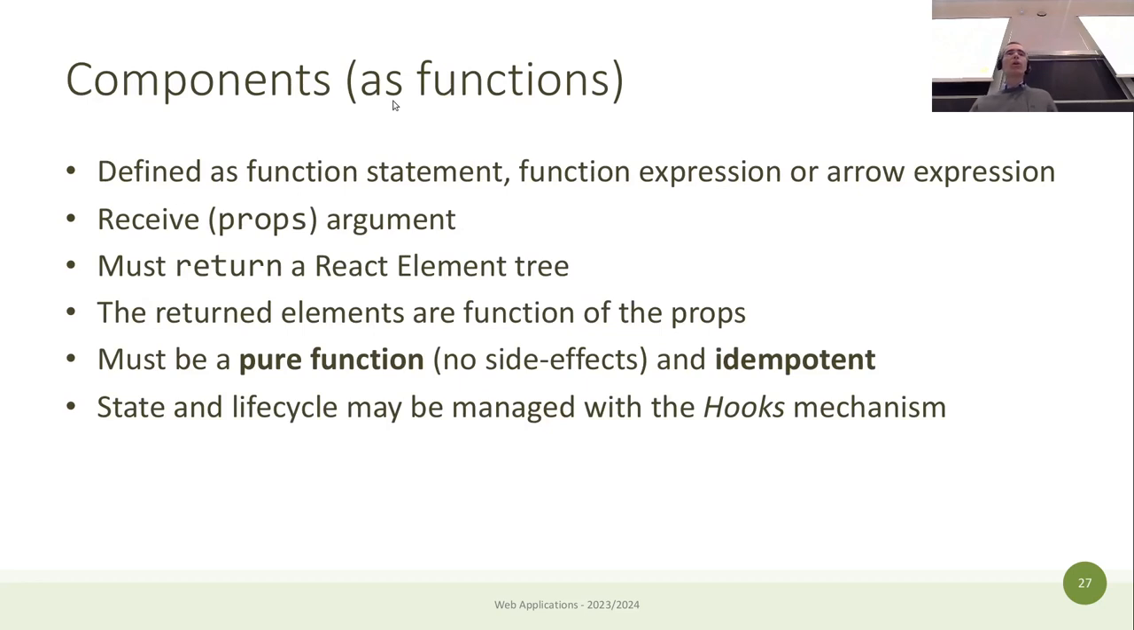So, components, in short, receive props, and must return a React element, which actually means there should be a single root. We cannot return two elements at the same level. This is important, but you'll get an error and you'll remember this slide and you'll fix it, as we will say in a minute. And the returned elements are the ones returned by the function, and they may depend on the props, and they can be computed according to the props, okay?